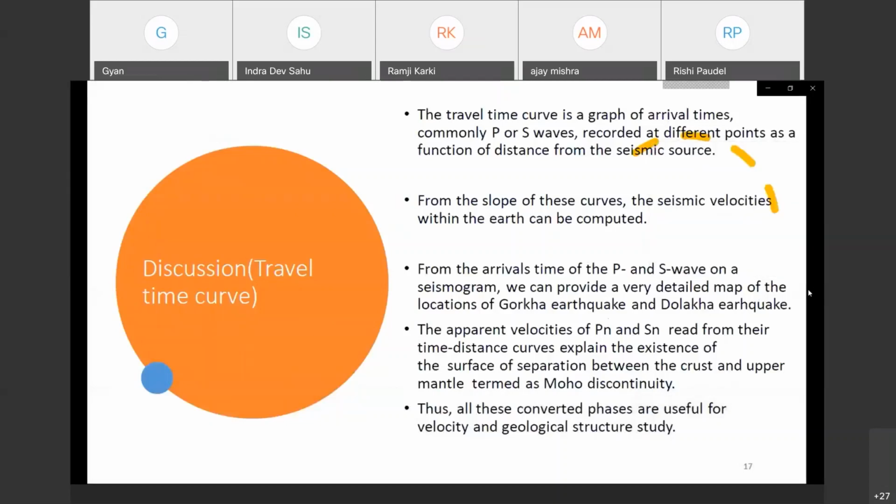The apparent velocities of P and S waves read from their time distance curves explain the existence of the surface of separation between the crust and mantle, termed the Mohorovičić discontinuity. These phases indicate there is a presence of the Mohorovičić discontinuity between the crust and the upper mantle. Thus, all these converted phases are useful for velocity and geological structure study.